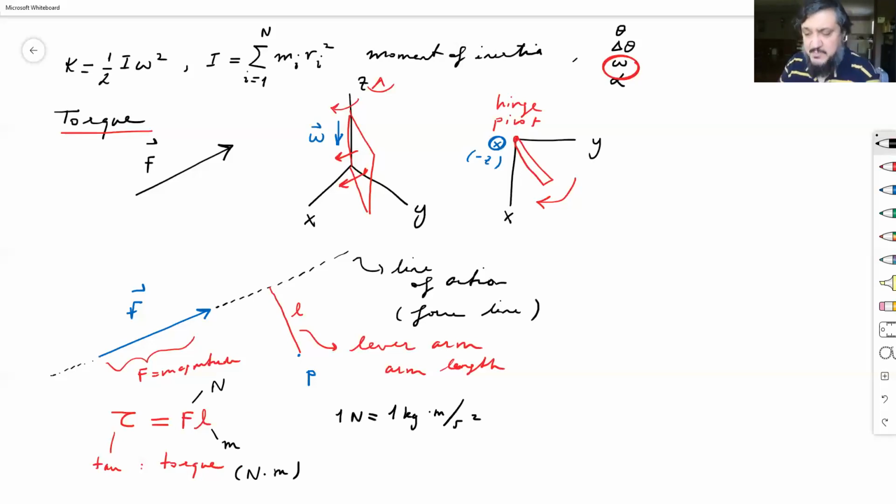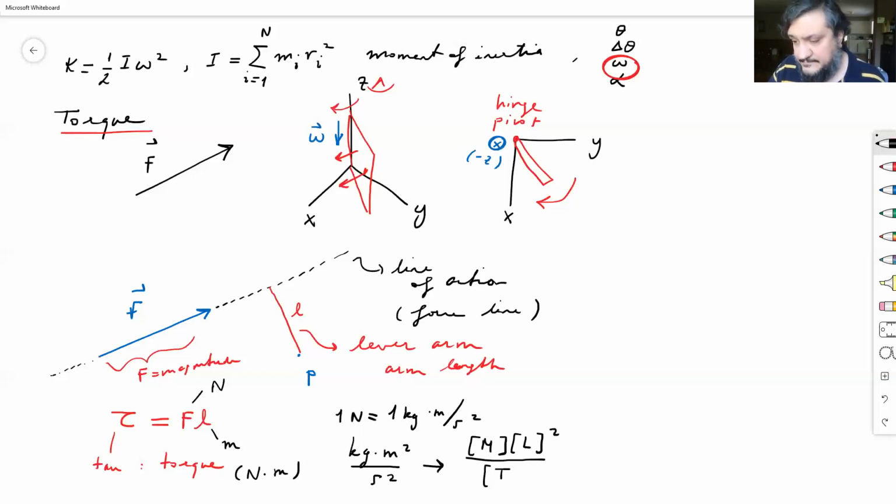We're just multiplying it by another meter. So we have kilograms meters squared per second squared, or in terms of dimensions, kilogram is the unit or dimension of mass. And then we have length squared divided by time squared. Okay, newton meters. Now, this may look actually familiar when we did work and energy.